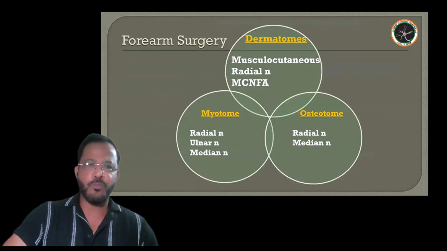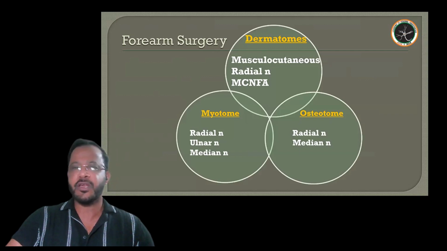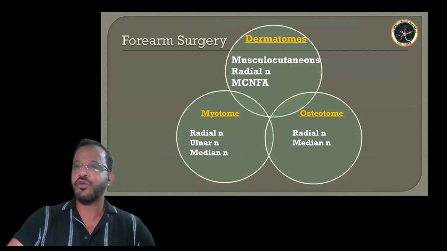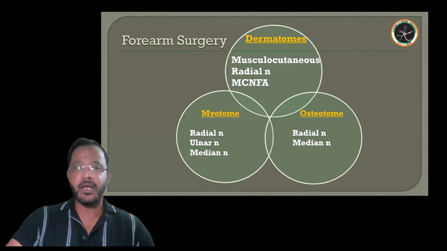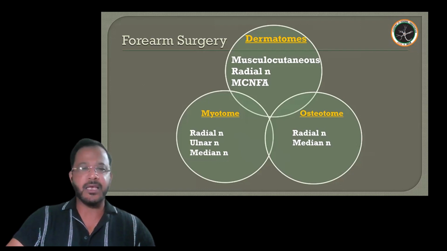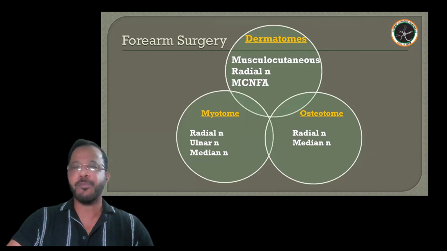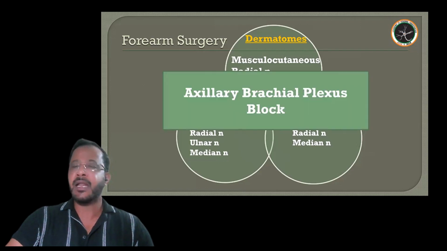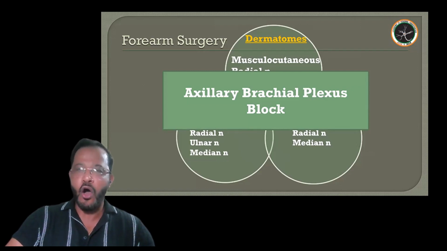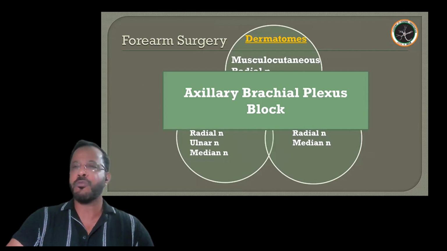So for any block which you plan, you have to know the dermatomal innervation, the myotomal innervation, and the osteotomal innervation. Coming to the forearm surgery, the dermatomal innervation is by the musculocutaneous nerve, the radial nerve, and the medial cutaneous nerve of forearm, which comes from the medial cord. The myotomal innervation is from the radial nerve, the ulnar nerve, and the median nerve, and the osteotomal innervation is by the radial nerve and median nerve. And axillary approach to brachial plexus block can take care of all the dermatomes, myotomes, and osteotomes relevant to the forearm surgery.